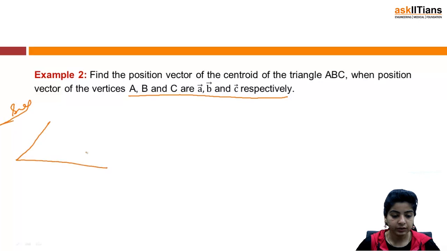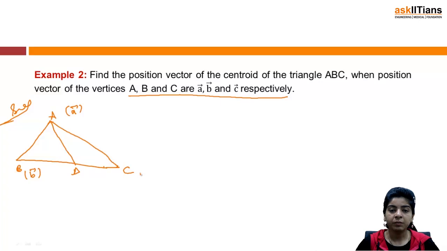So what is it saying? I have a triangle of this form, A, B, C. It is given that the position vectors of vertices A, B and C are a, b and c respectively. So this is what I have. Now, we are required to find the position vector of the centroid of the triangle. Let me assume that G is the centroid. So we know that the centroid divides the median AD in the ratio 2:1.